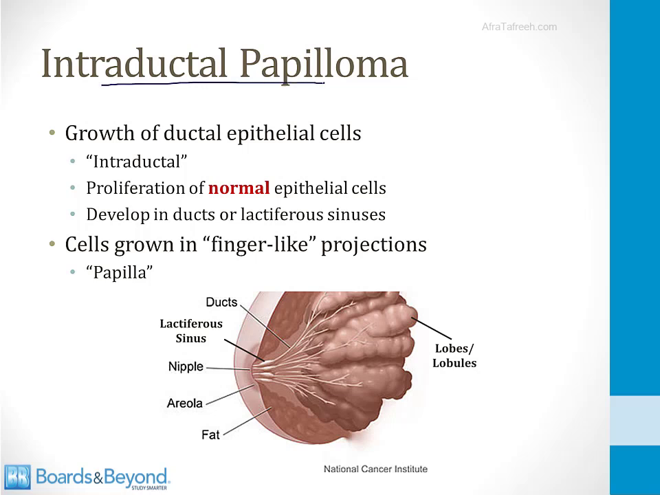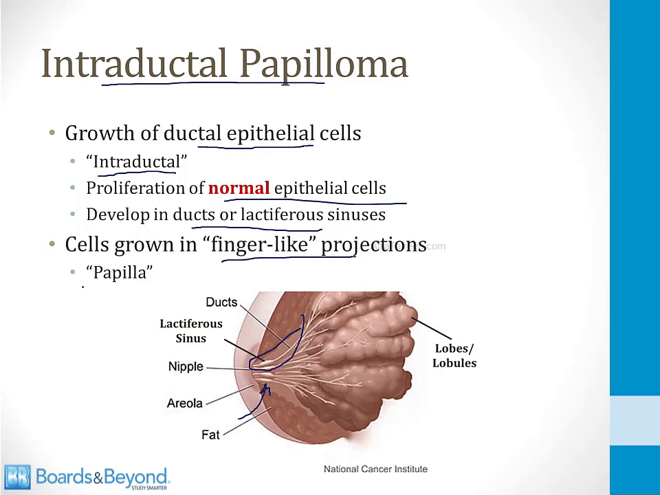Finally, an intraductal papilloma is another proliferative breast disorder. It's caused by a growth of ductal epithelial cells. That's why it's called intraductal, because you have proliferation of normal epithelial cells inside a duct. And it usually develops in the ducts or the lactiferous sinuses. So if you look at this drawing on the screen here, these are the major ducts, and these little swellings right underneath the nipple are called the lactiferous sinuses. And this is where these epithelial cells usually grow, and they grow in finger-like projections.